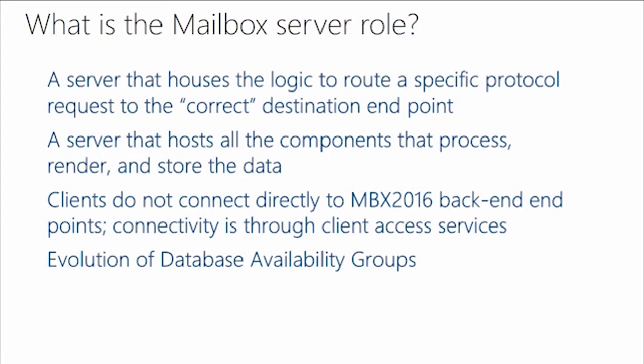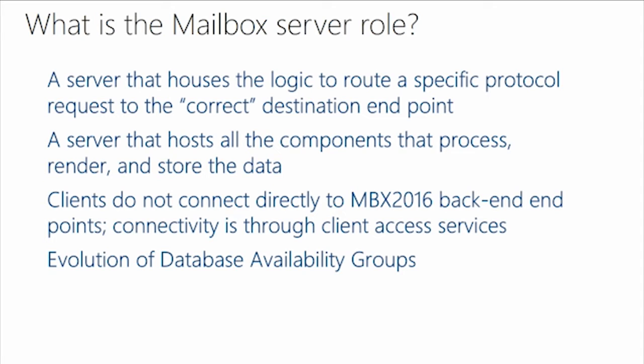So this is really the story of Exchange Server 2016. If we look at the Mailbox Server role specifically, this server is the server that houses the logic to route a specific protocol request to the correct destination endpoint. So this is the client access services. The Mailbox Server role has that logic in what we call the client access services to accept the request, authenticate that user, and then figure out where is the best place to connect to where that mailbox database is.